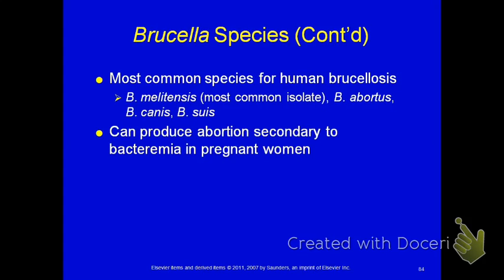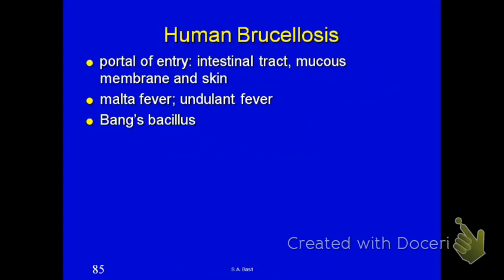Okay, so these are the most common species of Brucella. These include Brucella melitensis, which is commonly isolated in humans, Brucella abortus, Brucella canis, and Brucella suis. Once a pregnant woman has been infected with Brucella, this could result in abortion as a result of bacteremia. So the portal of entry would include the intestinal tract if you are able to ingest any animal contaminated products, or the mucous membrane or even the skin, so by means of direct contact.